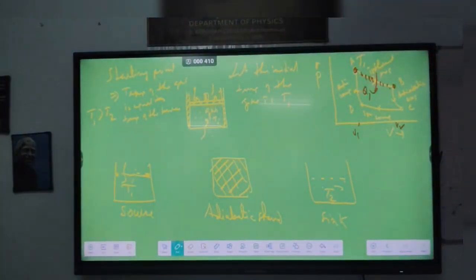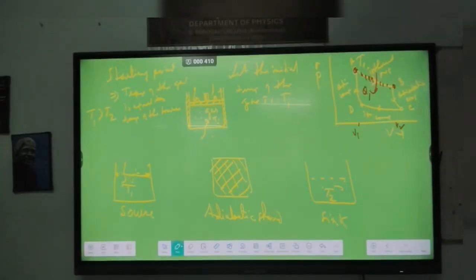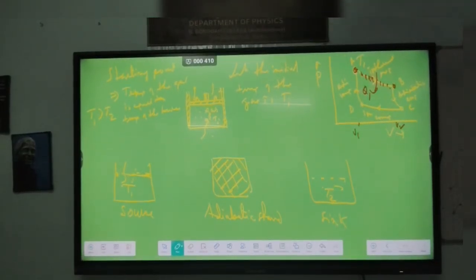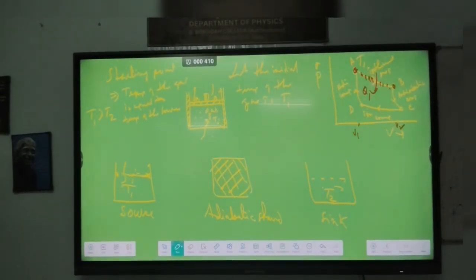So now you see, the system means the gas is going from state A to state B. It is expanding from state A to state B. Temperature is maintained at T1 and it has taken heat, how much? Q1. So heat is being taken, but what is happening to the temperature? It is constant. So this is purely an isothermal expansion process. Heat is being taken, it is expanding, but temperature is still maintained.